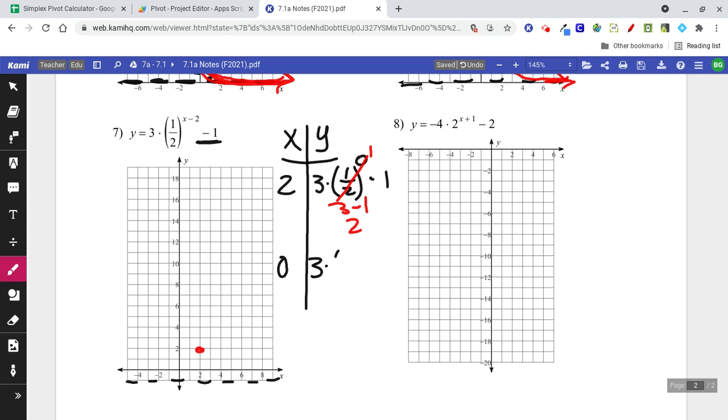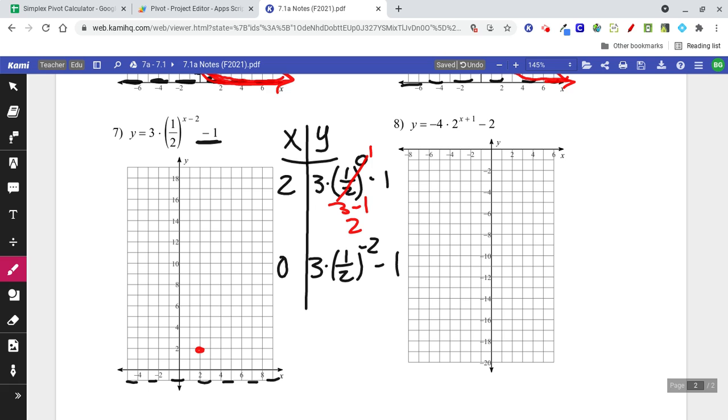But that would give me 3 times 1/2 to the -2nd power. 0 minus 2. 0 minus 2 is -2 minus that 1. Okay. We're following order of operations. Order of operations says we need to do our exponent before we do our multiplication. Don't forget about that. Okay.